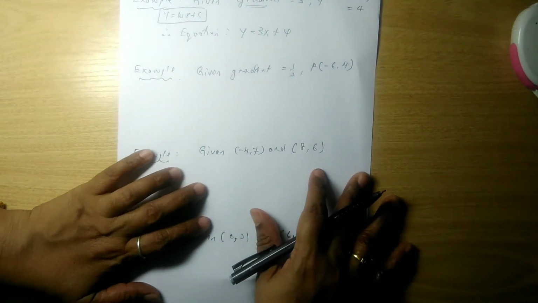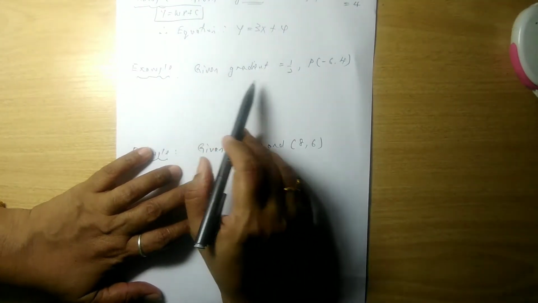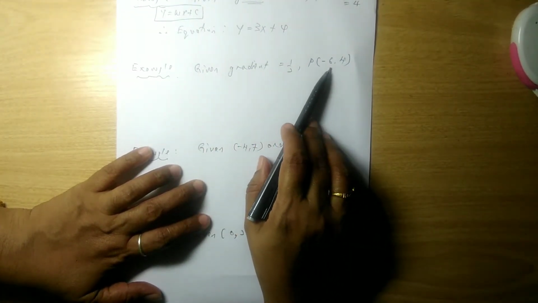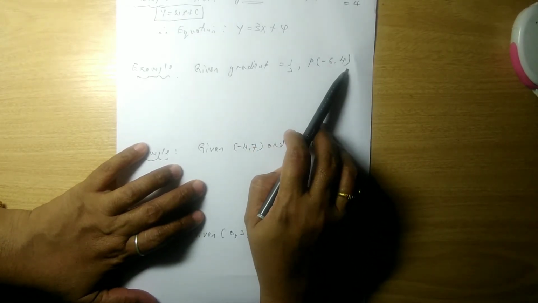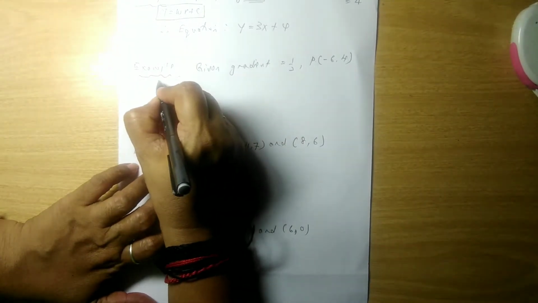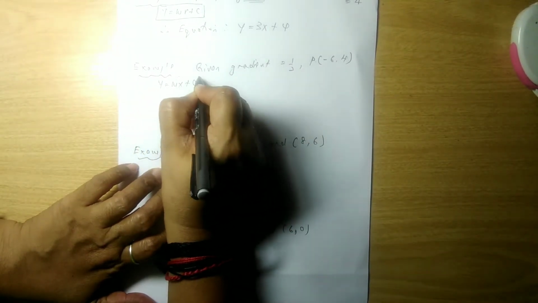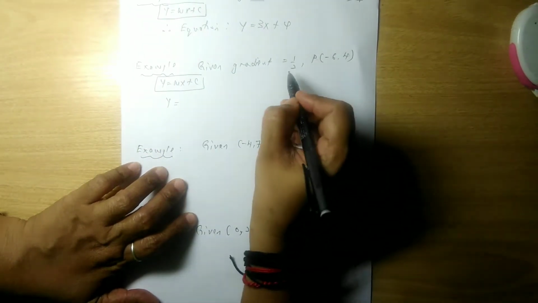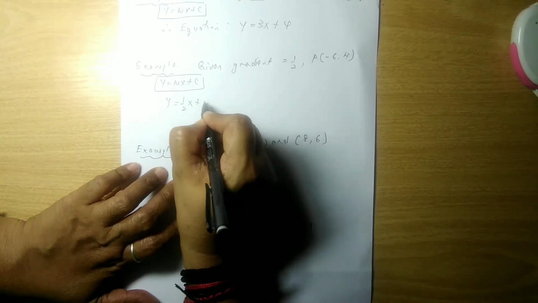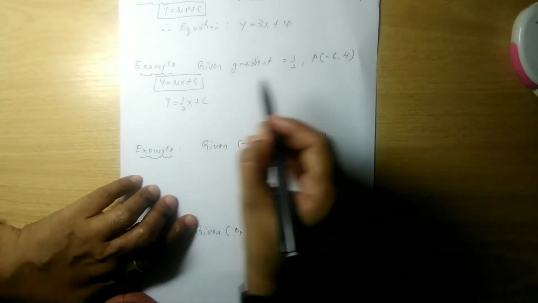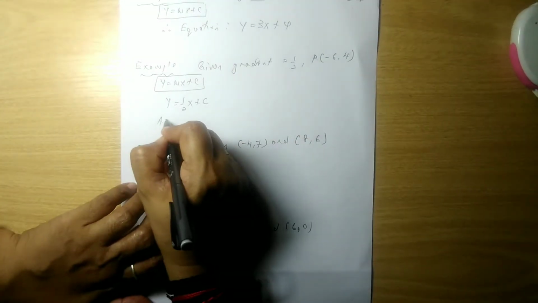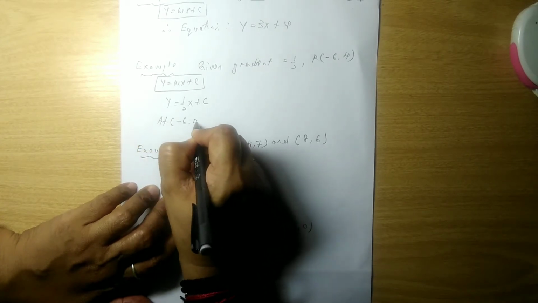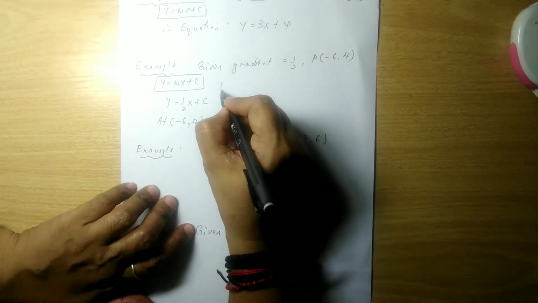Now let's say we've got one more example. Gradient is half. This is the coordinate given to us, negative 6, 4. When you're given something like this, you need to determine the c on your own. So again, I'm going to use y equals mx plus c. We sub what we have first. My gradient is half x plus c. Now I need to find my c. To find my c, I need to use the coordinate. So at negative 6, 4, I'm going to substitute.